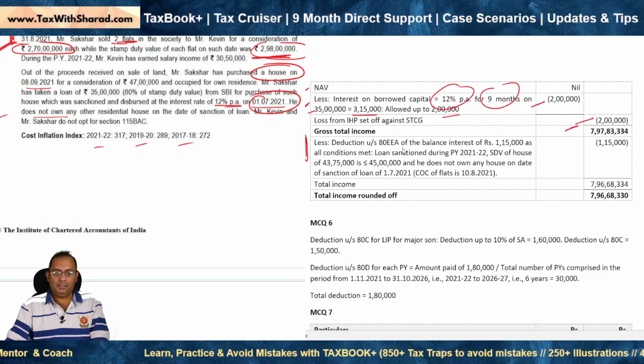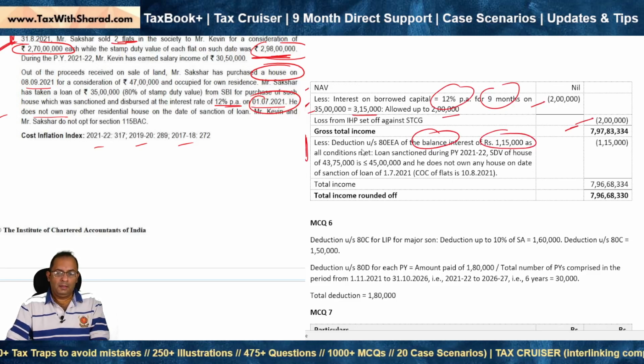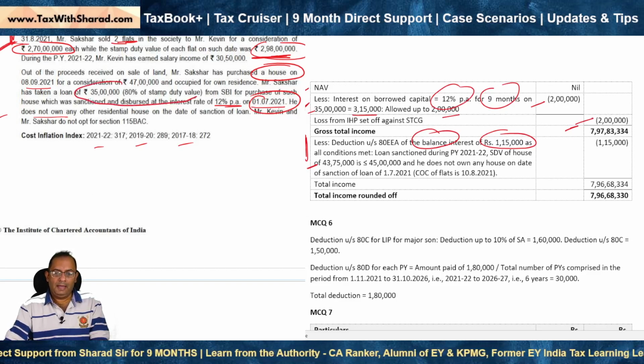In our case, deduction under section 80EEA can be taken in respect of the balance interest of 1,15,000 which we could not claim under the head IHP. Because all the conditions have been met, loan has been sanctioned during the previous year 21-22. SDV of house of 43,75,000 doesn't exceed 45 lakh. And how did we arrive at this amount? Because 35 lakh was 80% of stamp duty value. So if you consider 100%, it comes to this amount, which doesn't exceed 45 lakh.